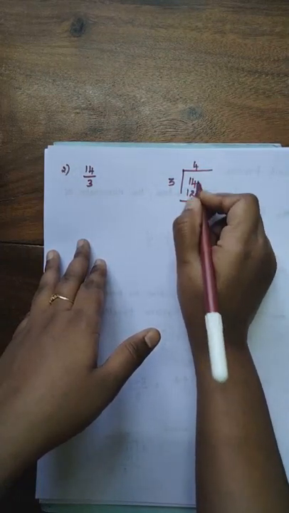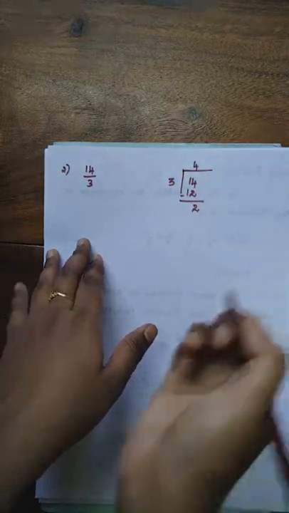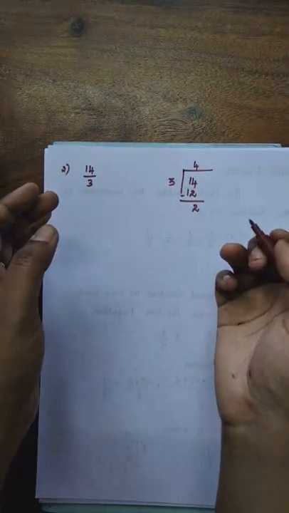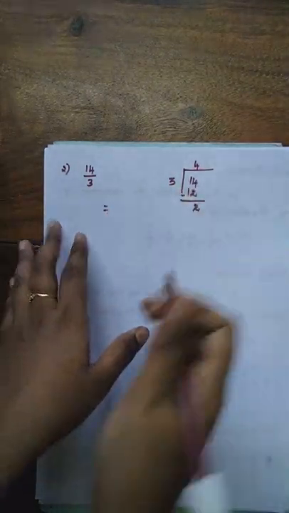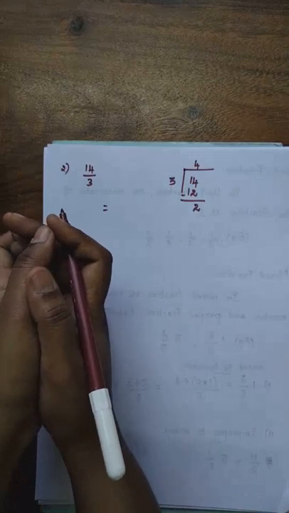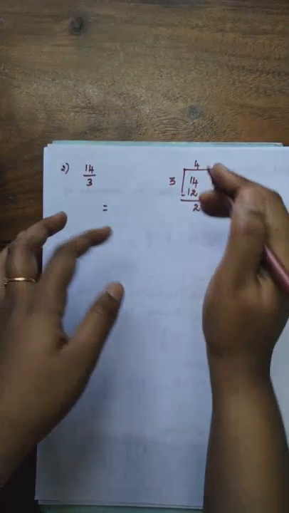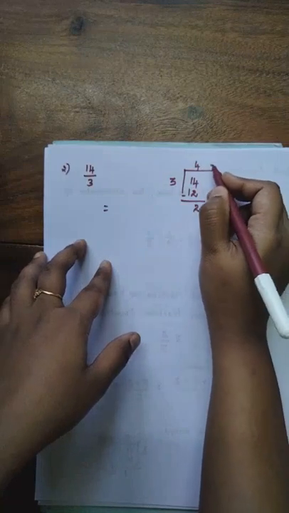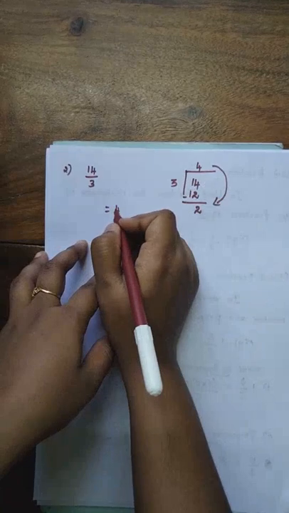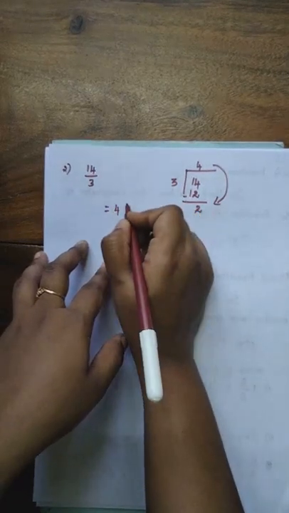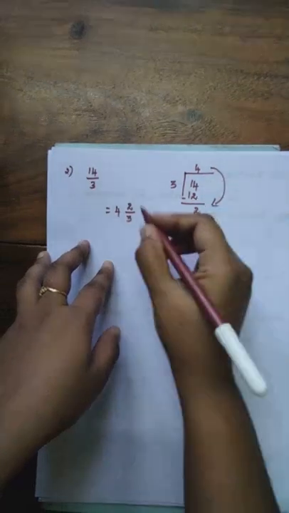When you subtract 12 from 14, what is the remainder? It is 2. Okay, what's the next step? We can't proceed, so stop this. Then write this number as a mixed fraction. How will you write? First we need to write which number? This 4. Then come in the clockwise direction. 4, that is the quotient, then the remainder 2 by 3. Okay, 4 2 by 3.